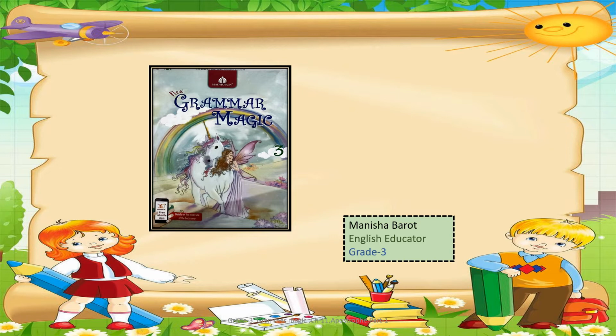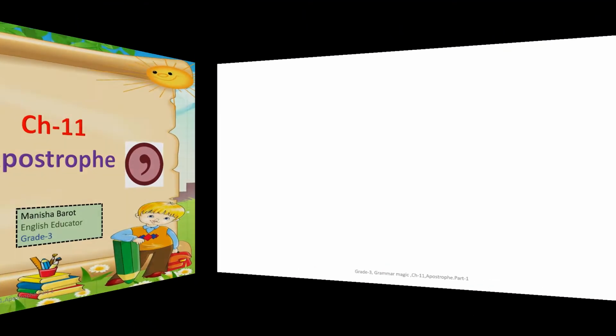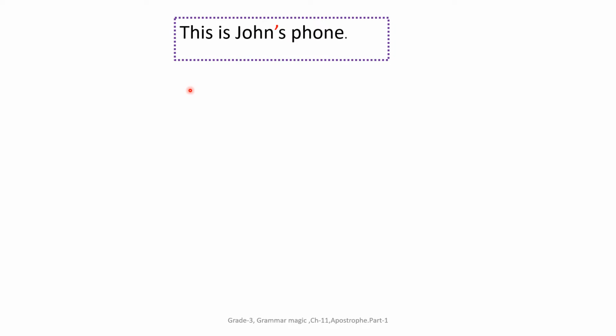So children, everyone open your grammar book. Chapter number 11, apostrophe. So let's study, children, some examples of apostrophe, where to use it. This is John's phone. So children, what is John? Yes, it's a noun. It's a name of some person. So we use apostrophe on the name of some persons, places, animals and things.